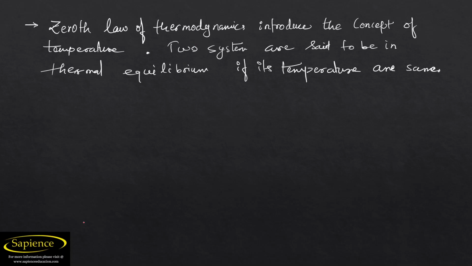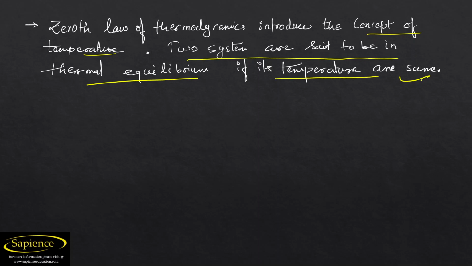The zeroth law of thermodynamics introduced the concept of temperature, because whenever two systems have the same thermal state or same temperature, the same degree of hotness or coldness, there is no exchange of heat if they are in thermal equilibrium. So two systems are said to be in thermal equilibrium if their temperatures are the same.